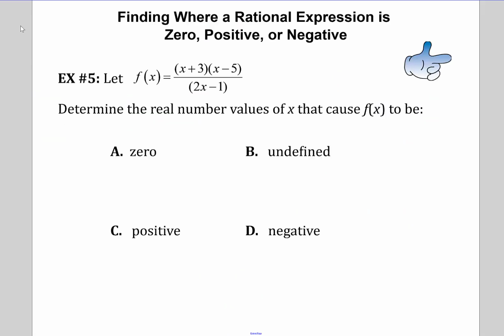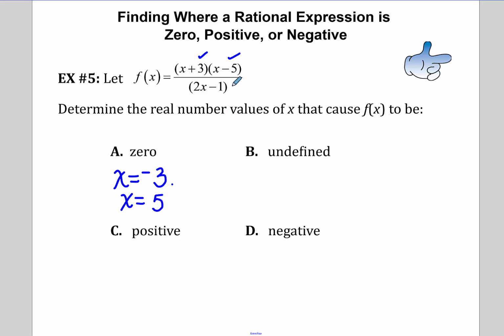In example 5, we want to think about the rational type of expression. So the last one was a polynomial, this one's a rational. We know where the zeros are. The zeros come from our numerator at -3 and at +5.